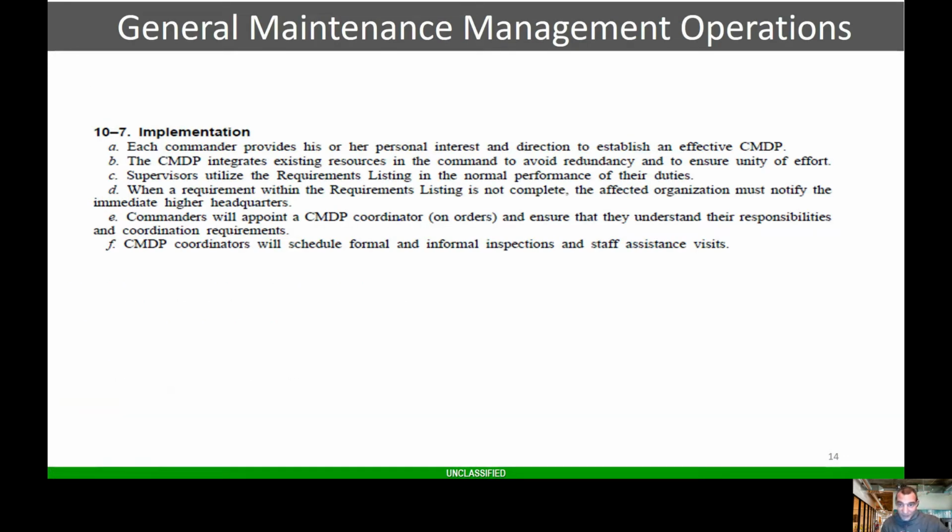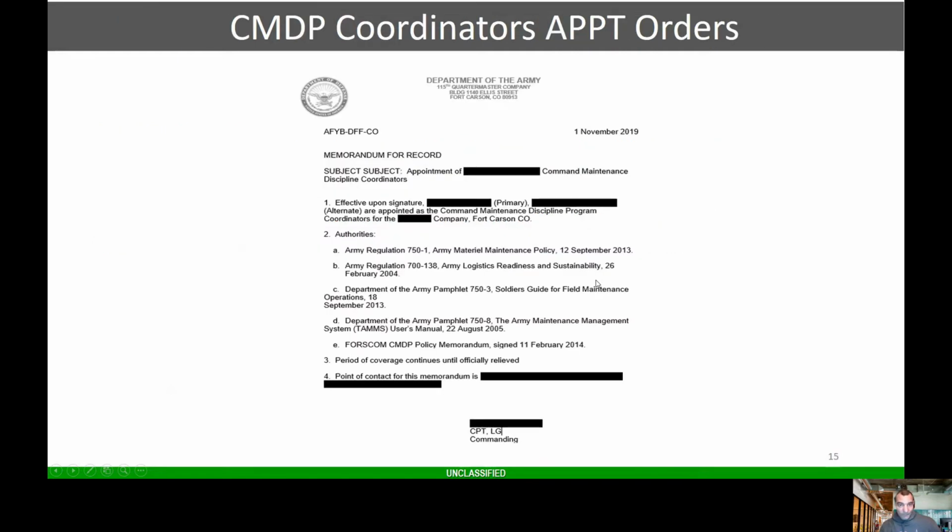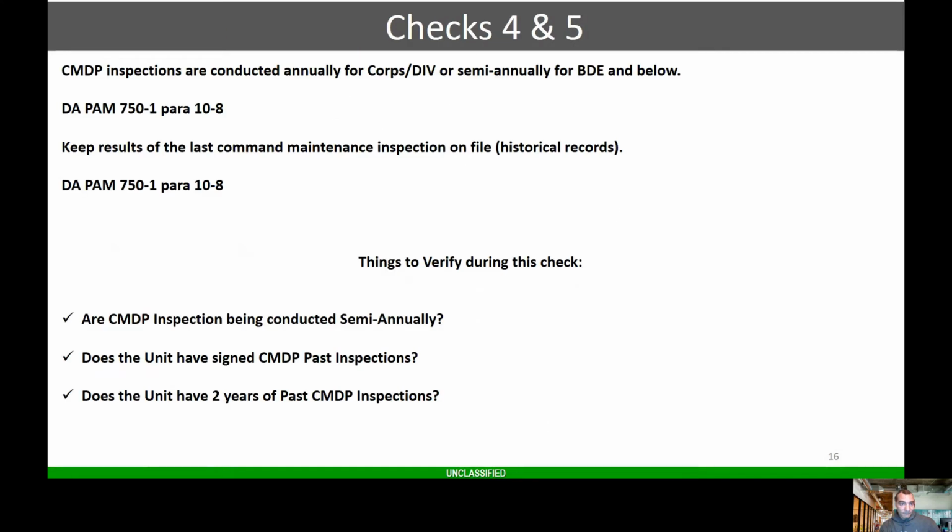Each commander provides interest and direction to establish an effective CMDP. The CMDP integrates existing resources in the command to avoid redundancy and to ensure unity of effort, right? So keep that in mind. Commanders will appoint a CMDP coordinator on orders and ensure they understand their responsibilities and coordination requirements. All right, so CMDP coordinators will schedule formal and informal inspections and staff assistance visits. And this is just an example of appointment orders for CMDP coordinators. All right, so it's pretty self-explanatory.